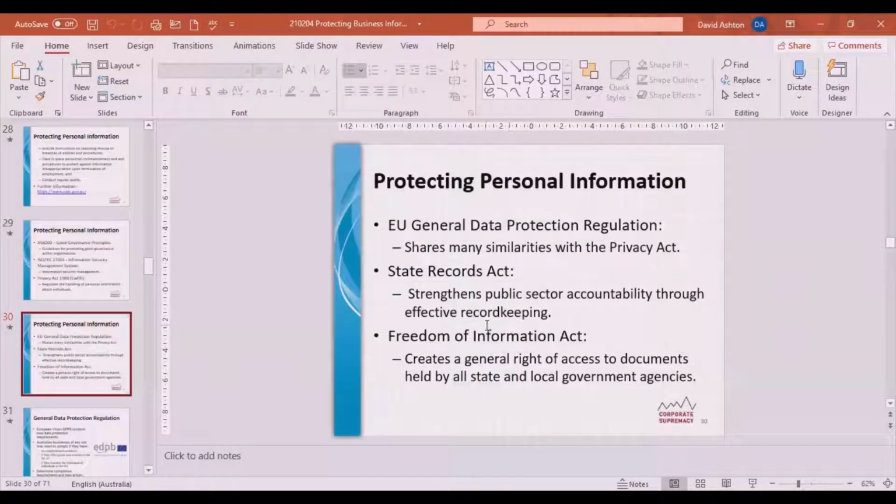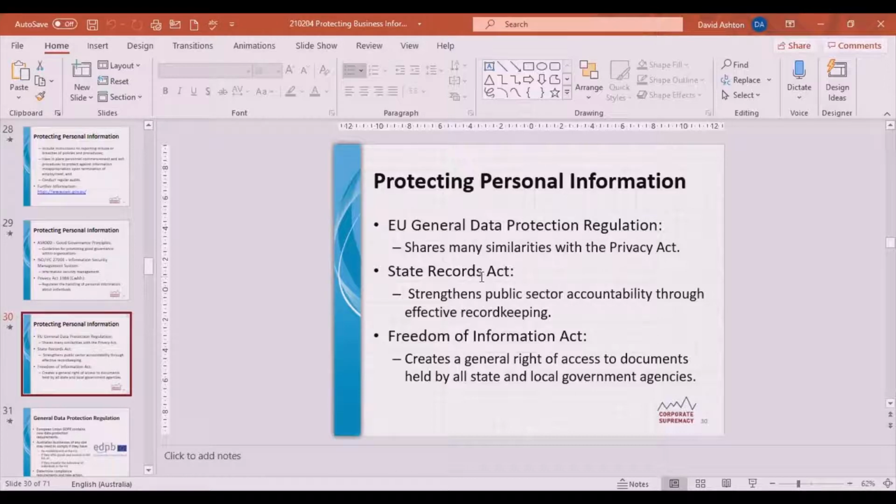The EU General Data Protection Regulation, which came out a couple of years ago, is mainly targeting businesses that deal with organisations in the European community. That's similar to our Privacy Act.